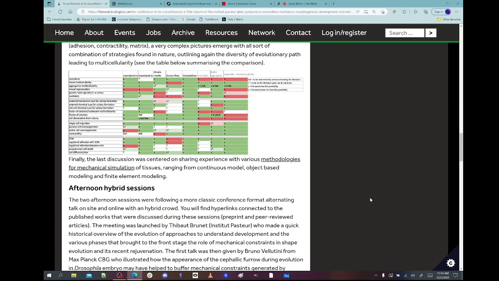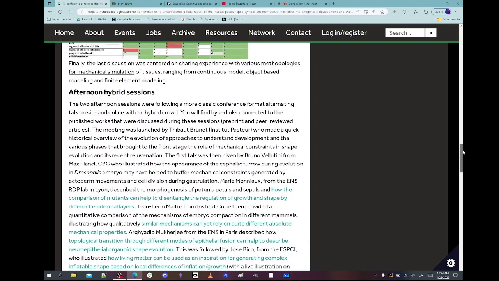Okay, then there were the afternoon hybrid sessions, and those are the ones I attended virtually, and those were also held in Paris. Very interesting talks here. This was a more classic set of talks where they focused on different topics, and they ranged across a lot of different areas. So the first one was a historical overview of the evolution of approaches used to understand development. And this focused on mechanical constraints and shape and how people have done experiments to demonstrate those things and to bring that into the modern era.